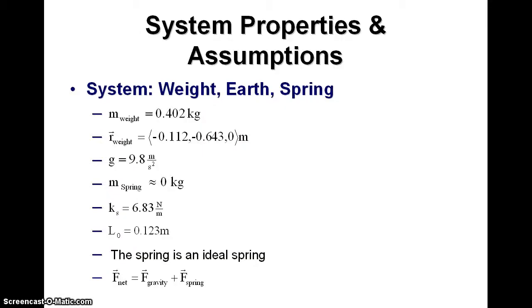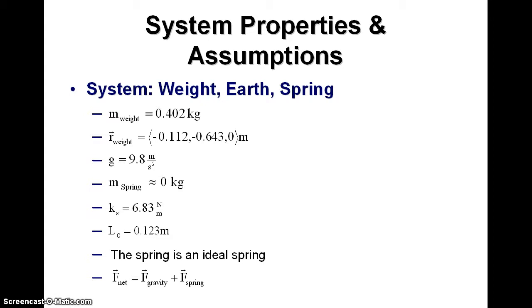The system we observed consisted of the weight, earth, and spring. This is the weight's mass, and here is its initial position. We will assume that the acceleration due to gravity is 9.8 meters per second squared, and that our spring has negligible mass. In the analysis in Lecture 1 of Week 9, we calculated the spring's stretch constant and its relaxed length, which we will use in our model.